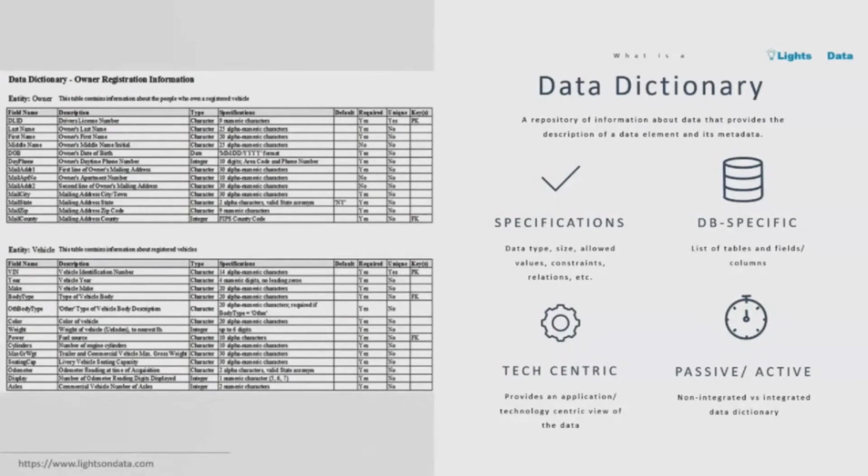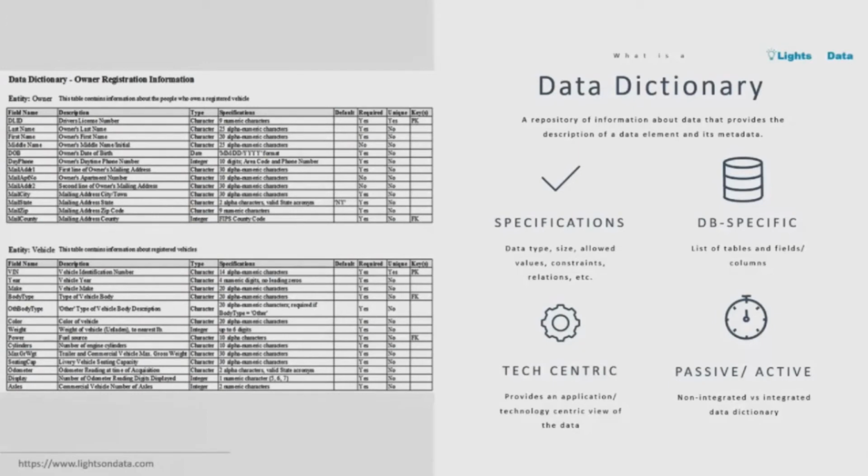So the data dictionary provides a very application or technology-centric view of the data. It provides the description of a data element and its metadata, as I mentioned. And you can have many data dictionaries, one for each application or system. But for the business glossary, because I haven't mentioned that before, usually just have one for the entire organization. Now, there's also the concept of a passive data dictionary and an active data dictionary, which I won't cover now because it's not in the focus of this session.